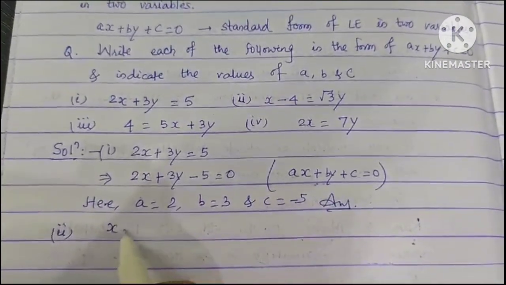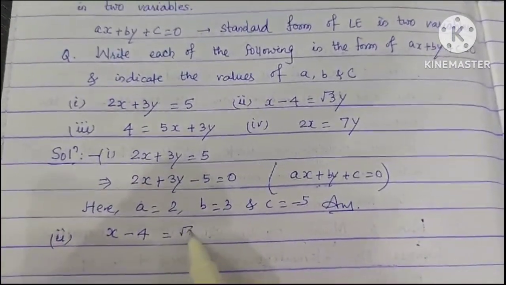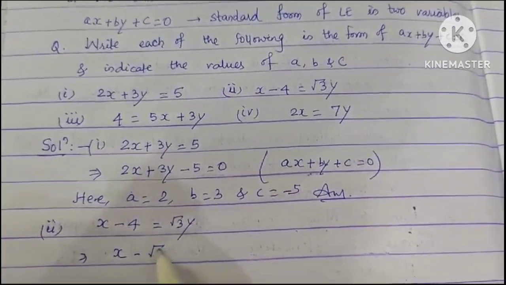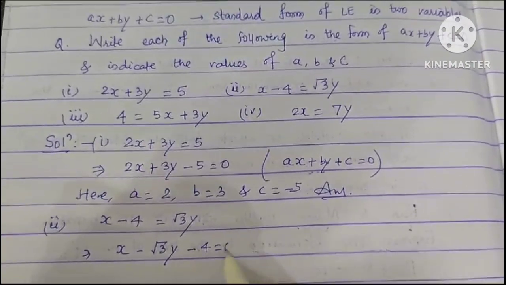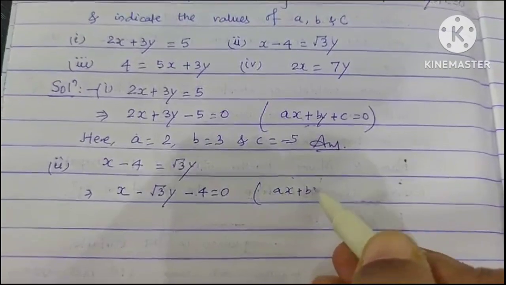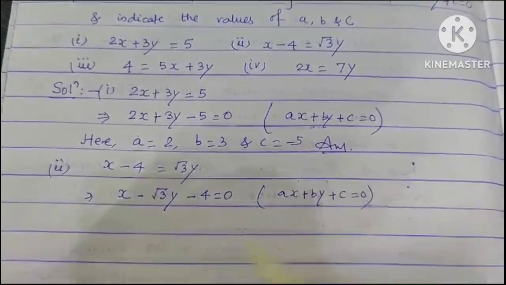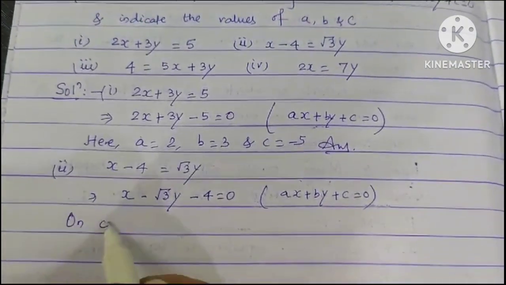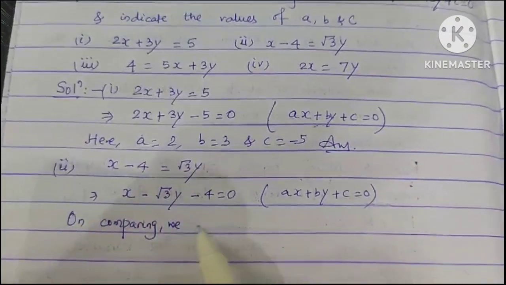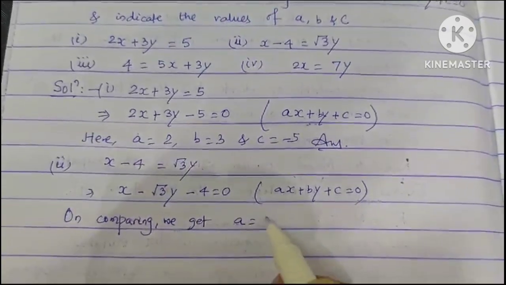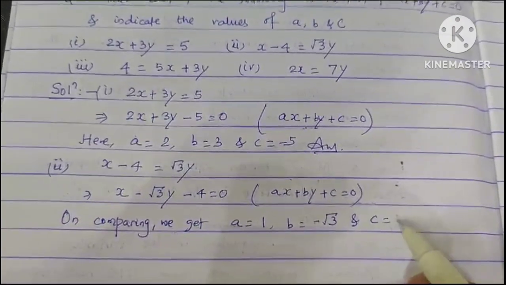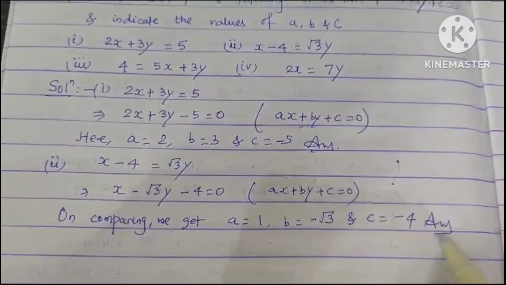Now let us move on to the second one. It was x minus 4 is equal to root 3y. We will write it in the standard form: x minus root 3y minus 4 is equal to 0. And we will compare it with ax plus by plus c is equal to 0. So on comparing, we get a is equal to 1, b is equal to minus root 3 and c is equal to minus 4. This will be our answer.